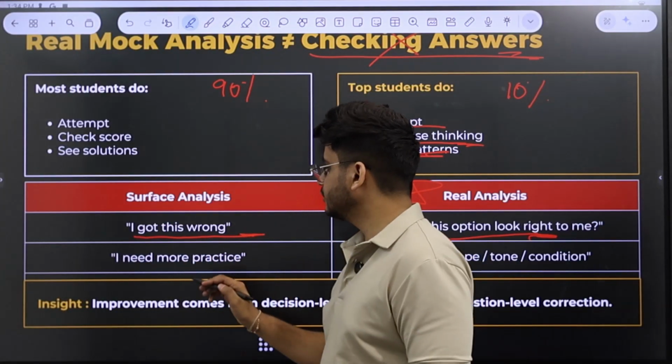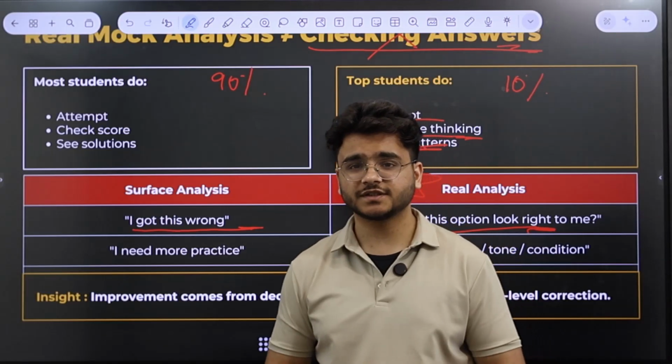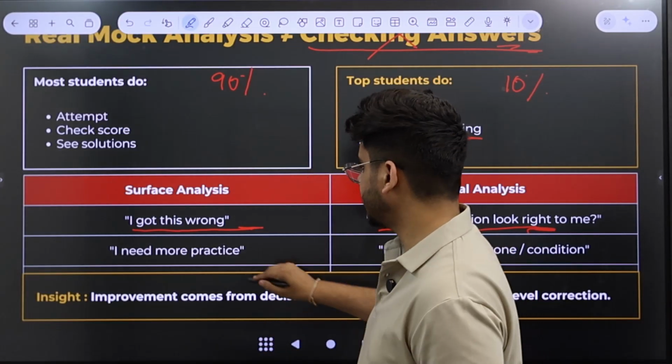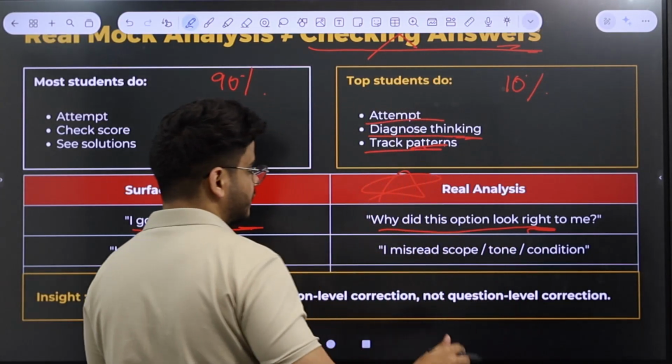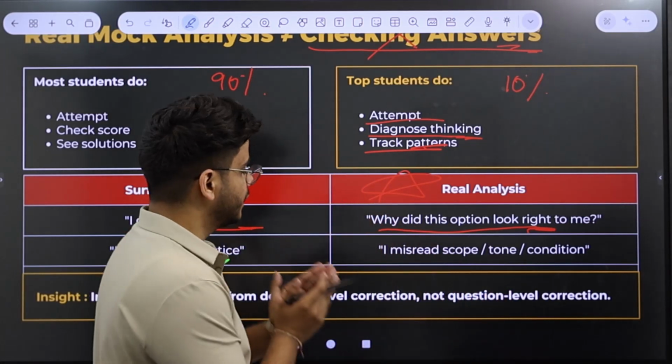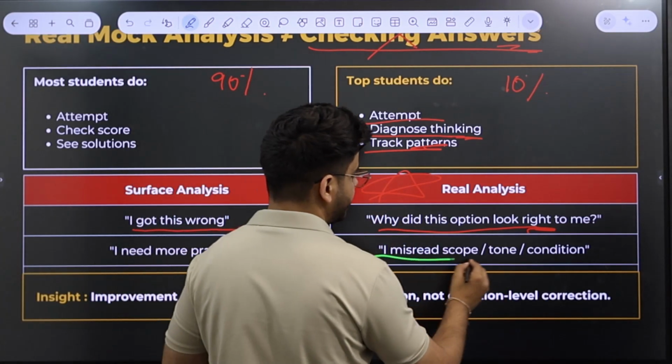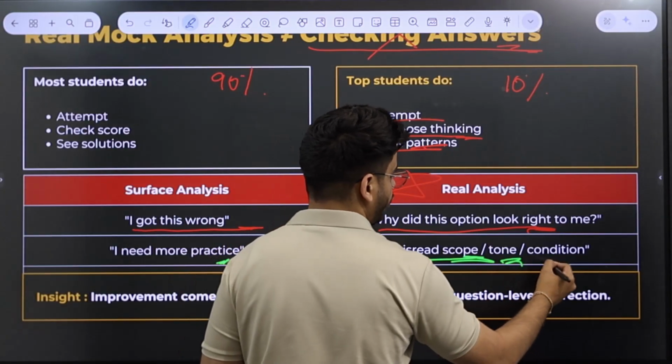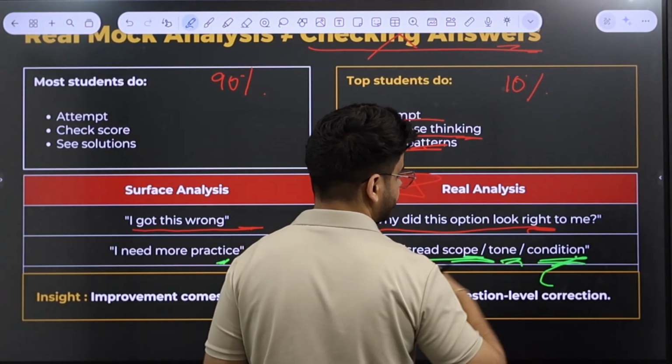And a second example: you just conclude in your mind that I need more practice. But you've got to analyze it in a more narrow way. Was it you misreading the scope, tone, or condition? So, this is very important.